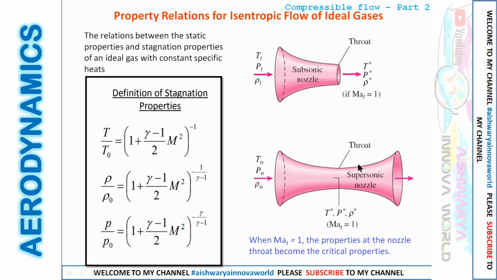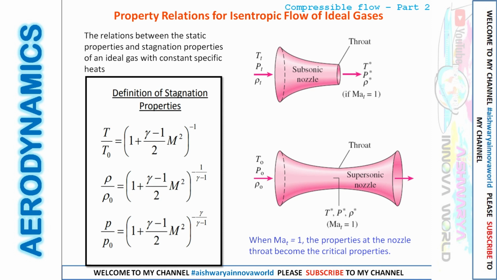I have already discussed why we create a divergent section: because we need to produce a very high velocity. In supersonic flow, when the area increases, what will happen? The velocity also increases, the Mach number increases, but the pressure, temperature and density decrease. That is our criterion, so that's why we make a divergent section for a supersonic nozzle.